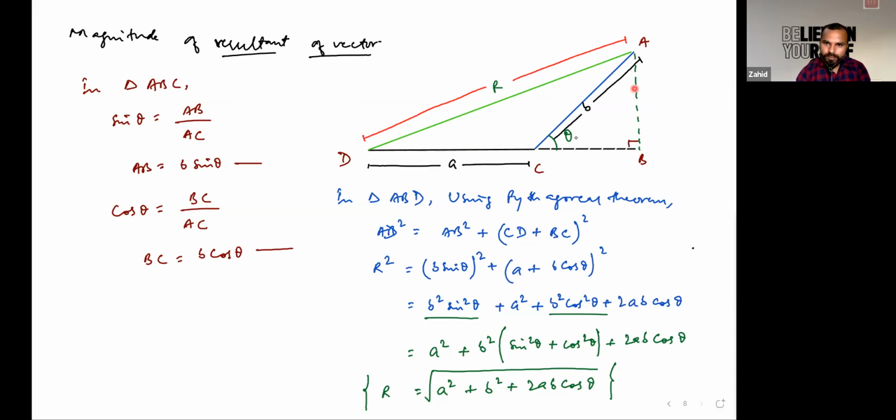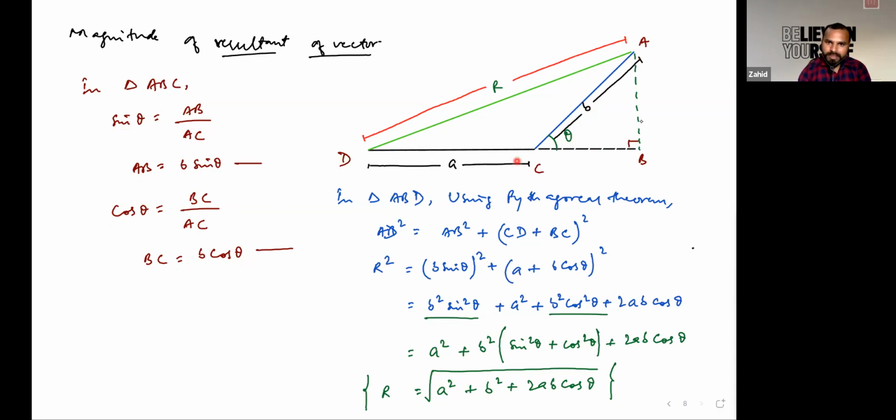Now in this triangle, we have theta and B as the hypotenuse of this particular triangle. So using this, I have calculated AB. Sin theta is equal to perpendicular over hypotenuse, so AB is equal to B times sin theta. Similarly, I have to calculate BC, which is the base of this particular theta. So cos theta is base over hypotenuse, so the base is equal to B times cos theta.